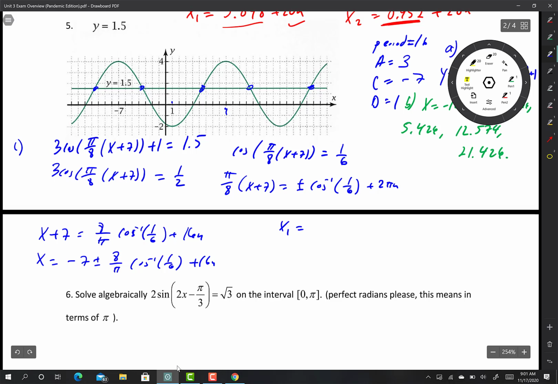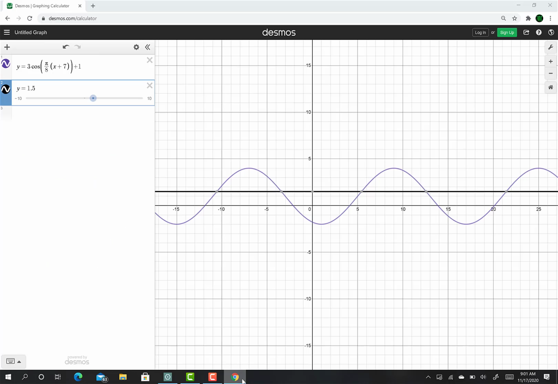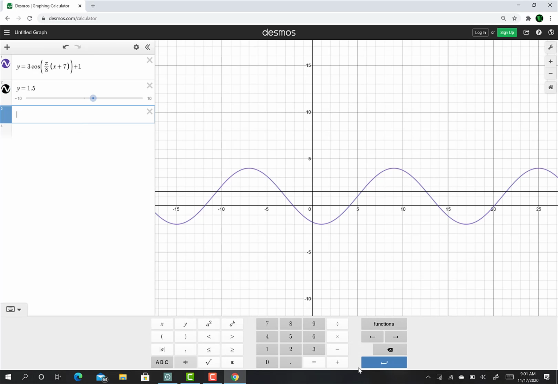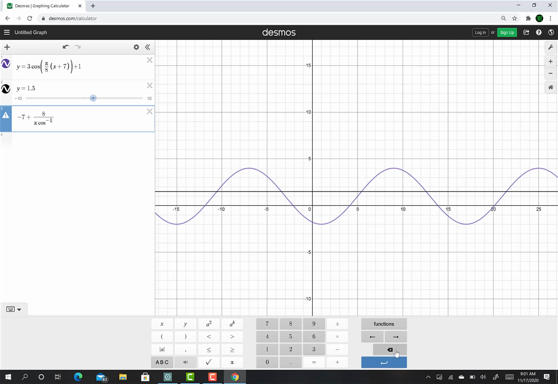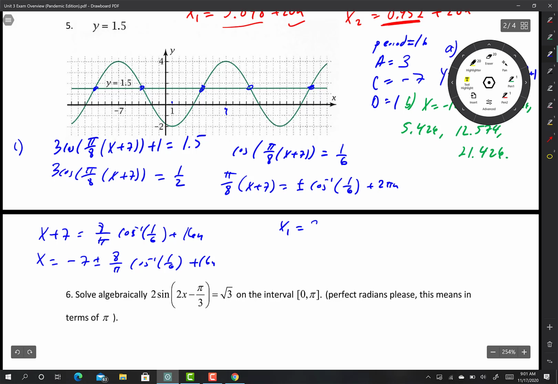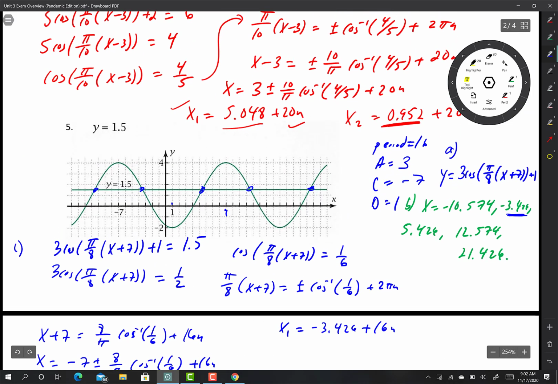All right, so let's see what two solutions I get. -7 plus 8 over pi, arc cosine of 1/6. So I'm going to come back, and let's see, -7 plus 8 over pi, arc cosine of 1/6. So -3.426. -3.426 plus 16n. And notice that -3.426 is right there.